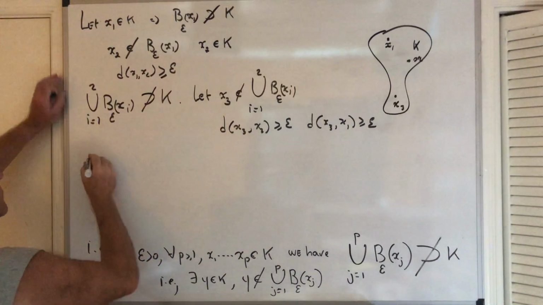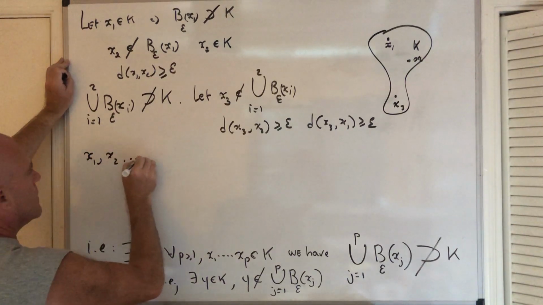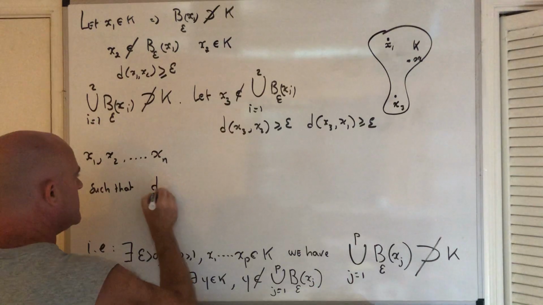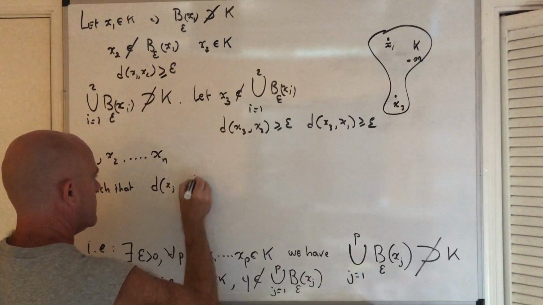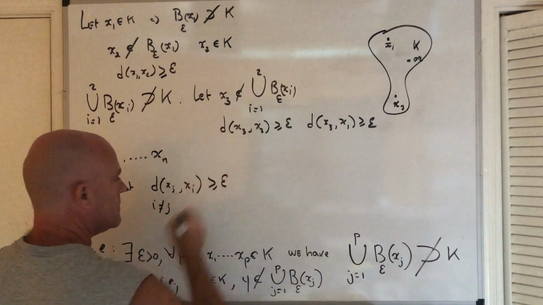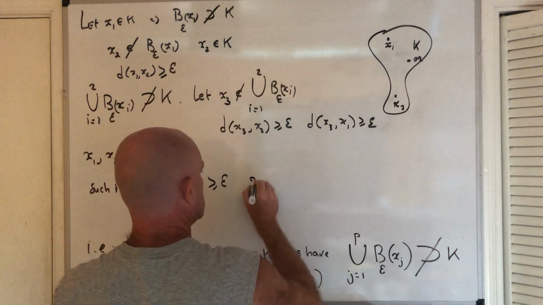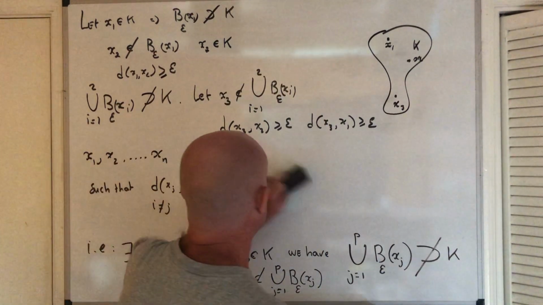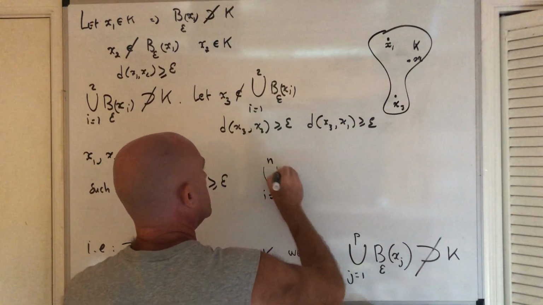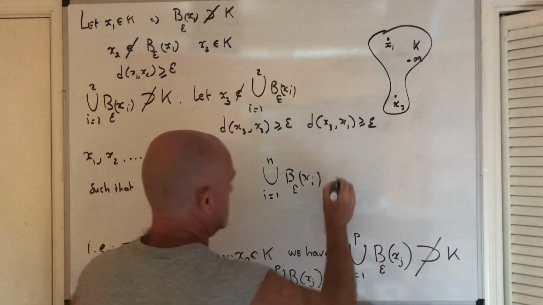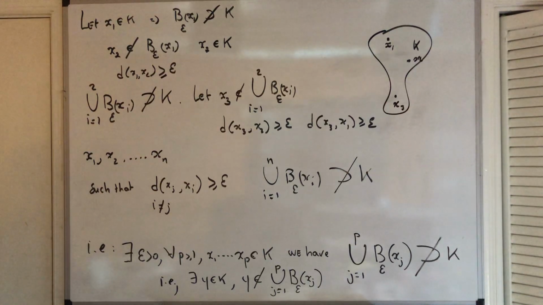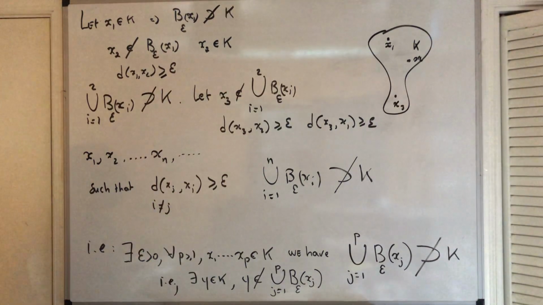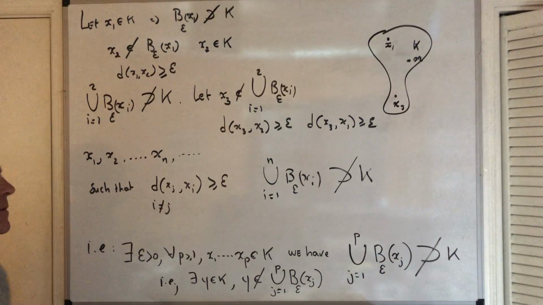By induction, I construct x1, x2, up to xn, such that the distance between xi and xj, for i different than j, is always bigger than epsilon, and xn does not belong to the union. More precisely, the union from i equal 1 to n of B(xi, epsilon) doesn't cover K, in virtue of this statement. So this means that I can always construct such a sequence. For any n, I construct by induction such a sequence.